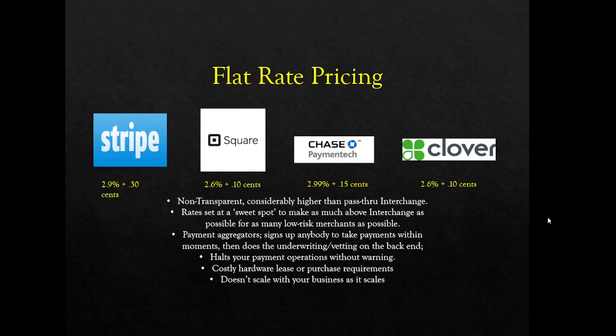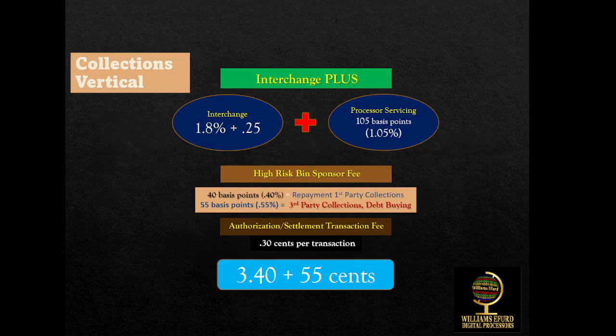Interchange Plus is what we love to use here. Interchange Plus is a pricing model used by credit card processors to determine the per transaction cost paid by merchants. The model consists, you guessed it, of two parts: the interchange fee, of course, determined by the card networks, and the processor servicing markup set by the card processor itself.